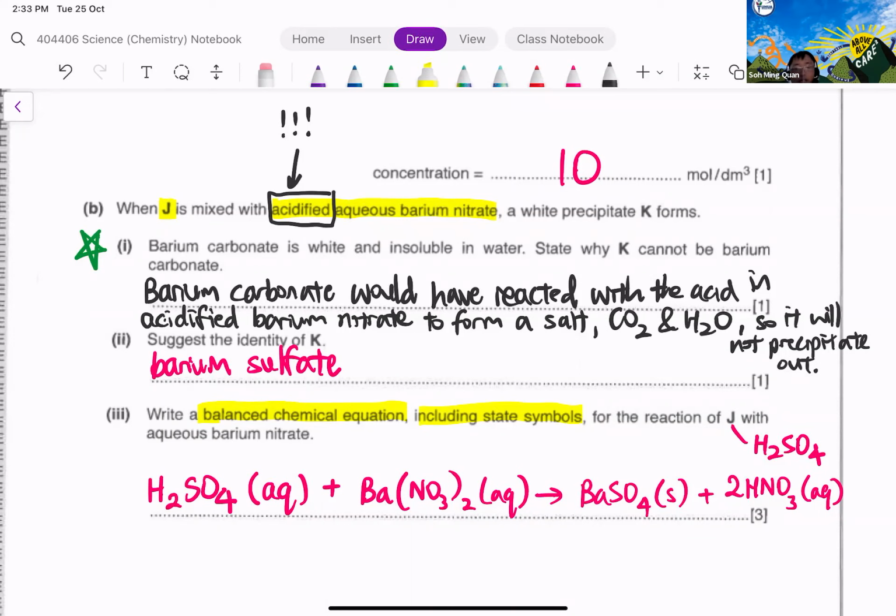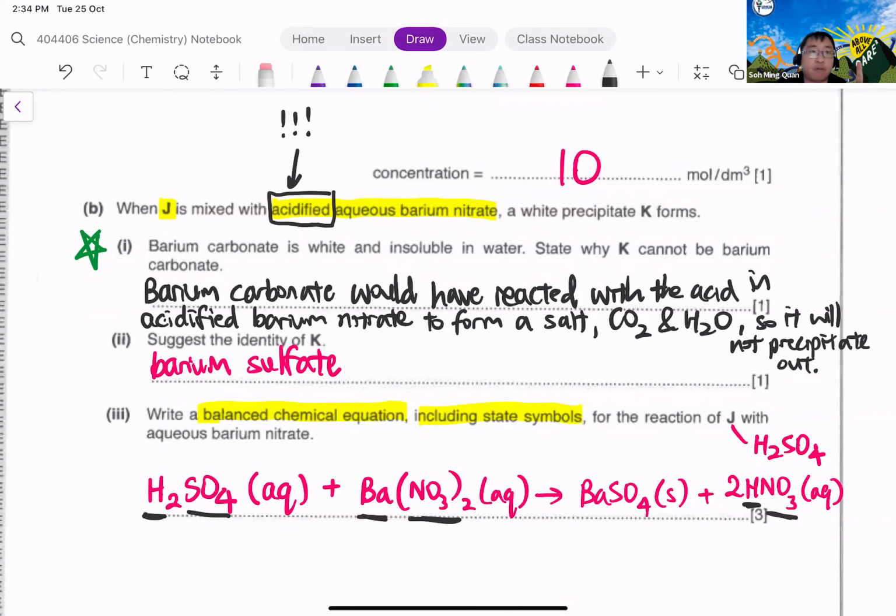Next, how do you know it's HNO3 that forms? Many students don't know. Always ask yourself, what ions are present? You have sulfate, you have barium. Barium and sulfate form the precipitate. So what is left? What's left is the H plus and nitrate. H plus and nitrate form HNO3. Okay? Now, I know this is not easy to write the equation, but you need to try. All right? You cannot leave 3 marks blank. Even if you think you won't get it right, you try.